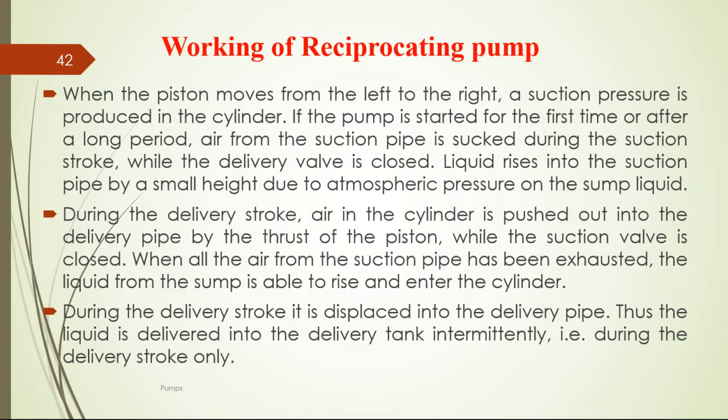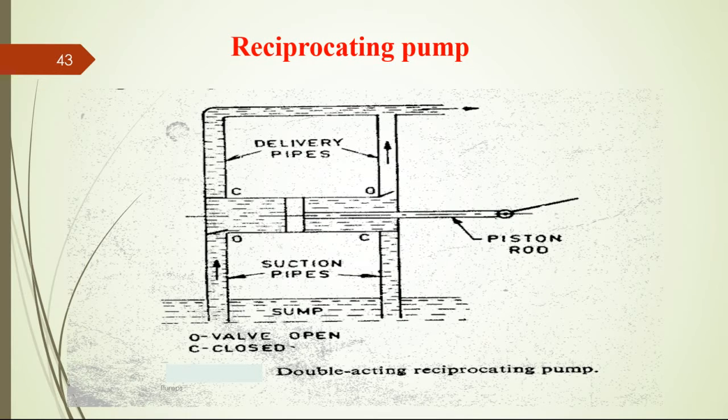When all the air from the suction pipe has been exhausted, the liquid from the sump is able to rise and enter the cylinder. During the delivery stroke, it is displaced into the delivery pipe. Thus, the liquid is delivered into the delivery tank intermittently, that is, during the delivery stroke only. This is the image showing the reciprocating pump, which mainly involves the delivery pipe, suction pipe, piston rod, and sump.